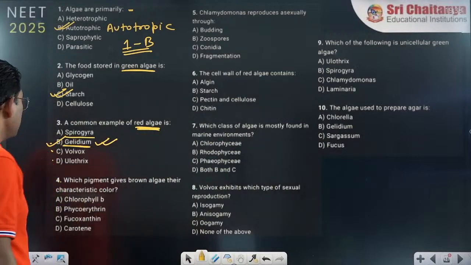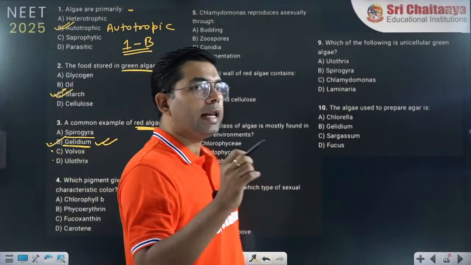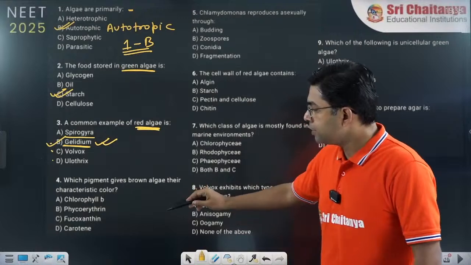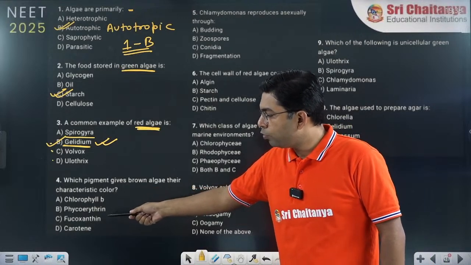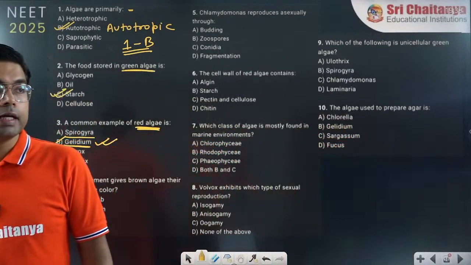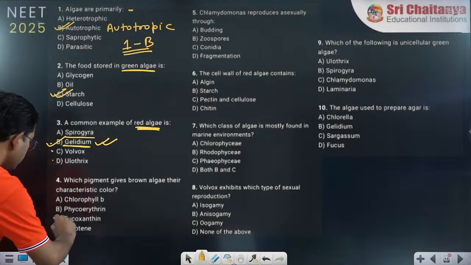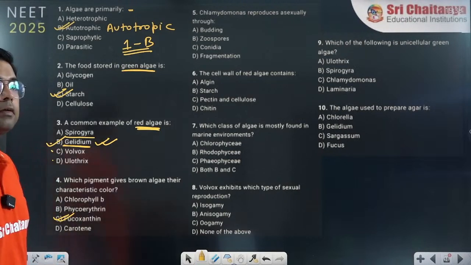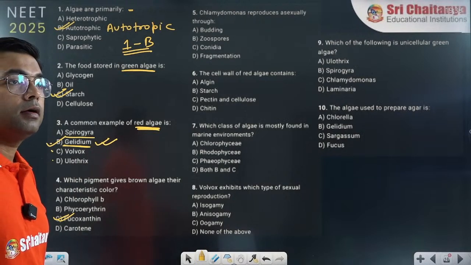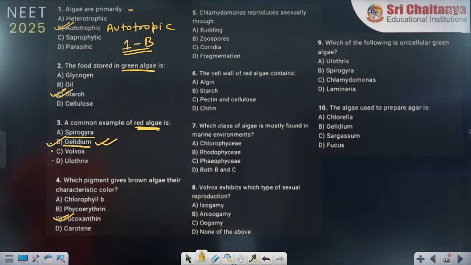So it is correct. Which pigment gives brown color? Which pigment gives brown algae their specific color? And options are chlorophyll, phycoerythrin, fucoxanthin and carotene. Which will give brown color? A, B, C, D. Answer. Fourth. What is the answer? I can see some of you are writing C as answer for fourth. Third B, fourth C. Fine. Third B is right. Fourth C is the right answer. Very good.